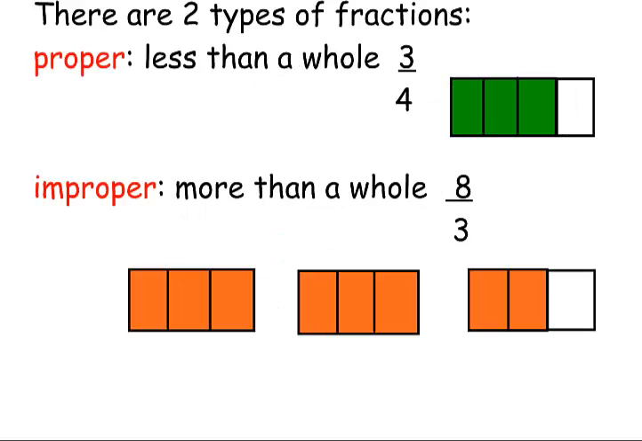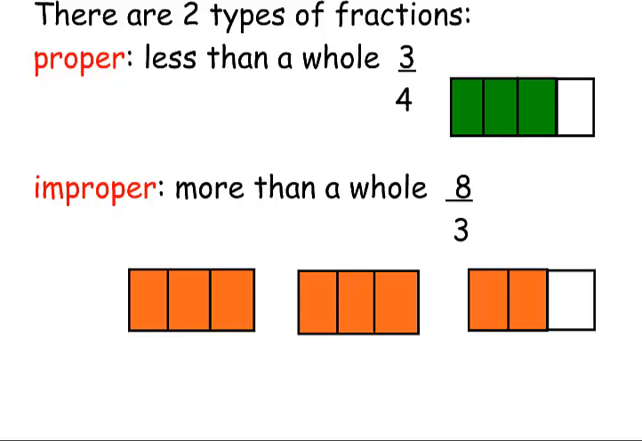There are two types of fractions. We have proper fractions and improper fractions. A proper fraction is a fraction that's less than one whole. In this case, 3/4 is represented with 3 green boxes out of the 4 that make up a whole.